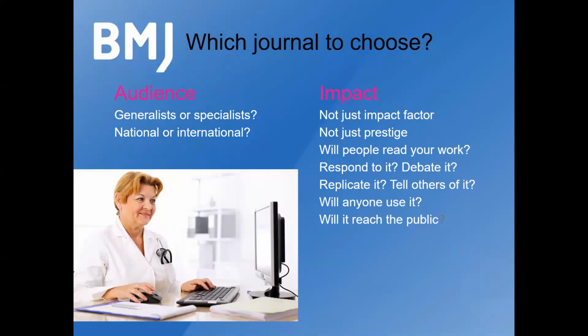Think about what journal you're going to choose and who the audience of the journal is, whether it's generalists or specialists, national or international, and think about the impact, which is more than just the impact factor, and what you want to achieve. Do you want people to read your work? Is open access better? Do you want people to replicate your work, to use your work? Do you want it to reach the public, etc.? Allow those questions and your answers to those questions to influence your choice of journal.